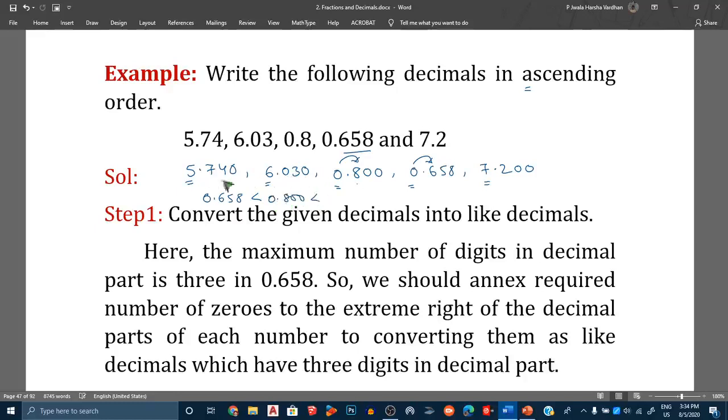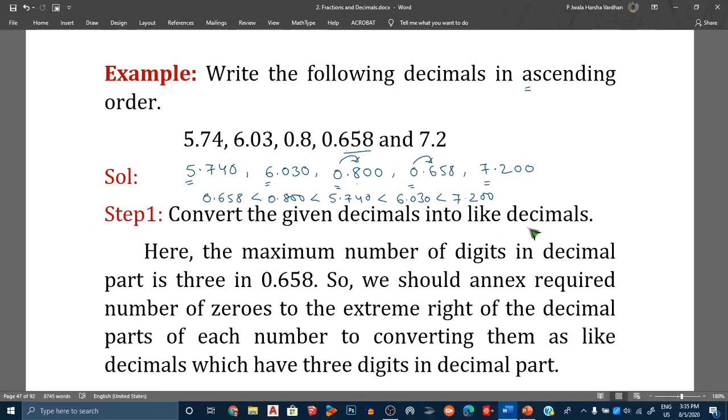Next, compare these three. While we are comparing these three, you can compare the whole numbers only, because all the numbers are different. So next highest is 5 only here. So you can write here 5.740. No need to compare the decimal part. Less than 6.030 is less than 7.200. So like this we can compare the given decimal numbers.